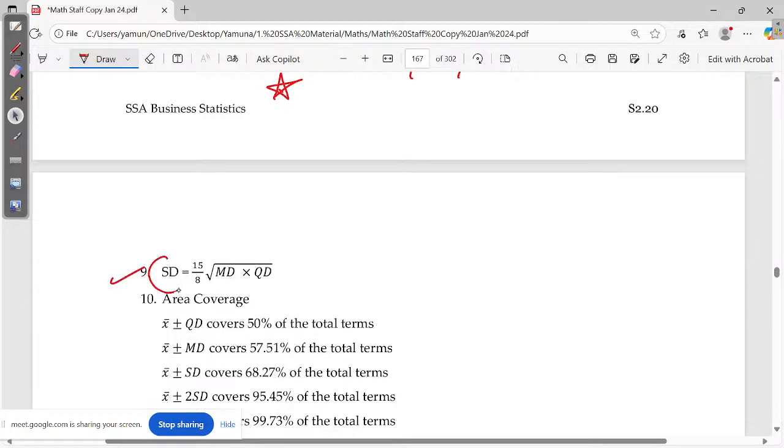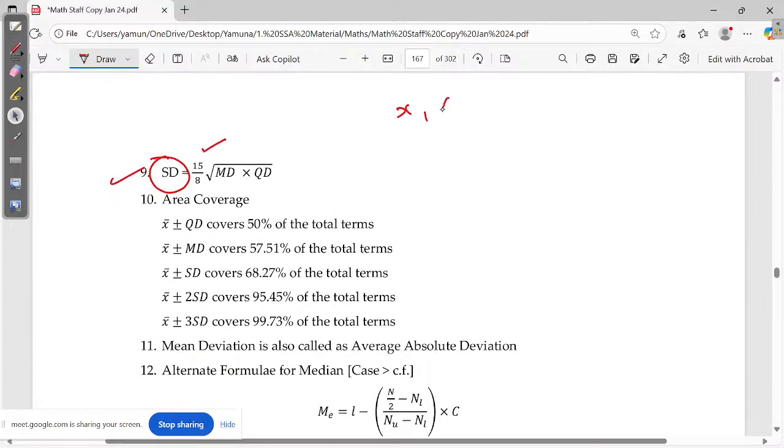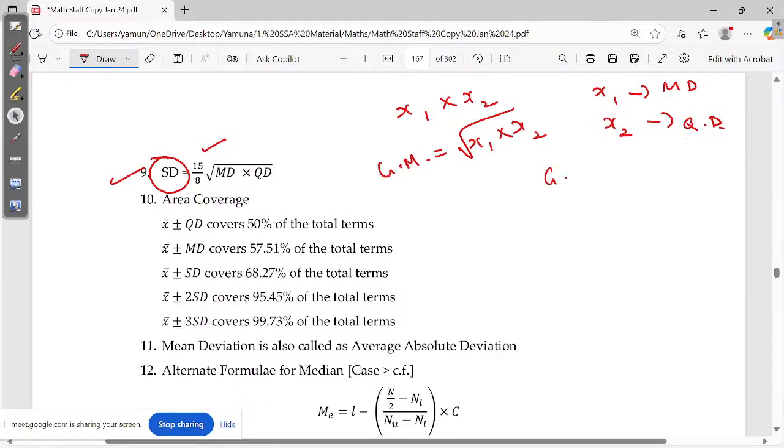Ninth one. Standard deviation can also be written as 15 by 8 square root of mean deviation into quartile deviation. If given two values x1 and x2, how do you find the geometric mean? Square root of x1 into x2. Instead of x1, we have mean deviation. Instead of x2, we have quartile deviation. So now what's the geometric mean formula? Square root of mean deviation into quartile deviation. For this value, you take 15 by 8. You get standard deviation.